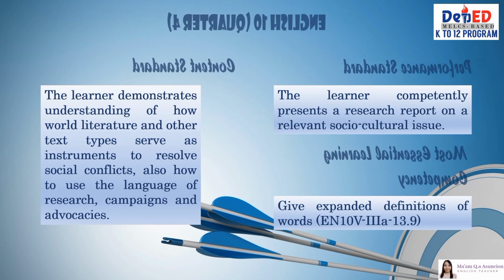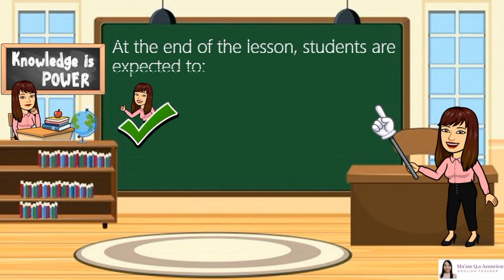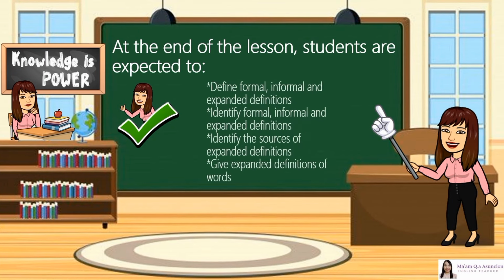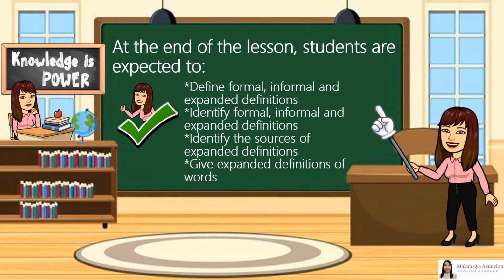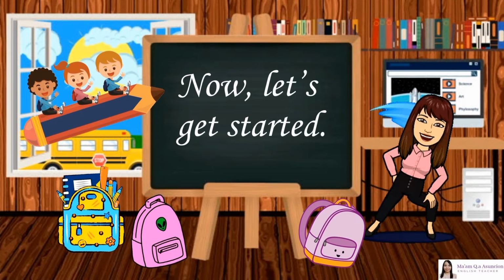These are our content standard, performance standard, and most essential learning competency in English 10 Quarter 4. At the end of the lesson, students are expected to define formal, informal, and expanded definitions, identify formal, informal, and expanded definitions, identify the sources of expanded definitions, and give expanded definitions of words. Now let's get started.